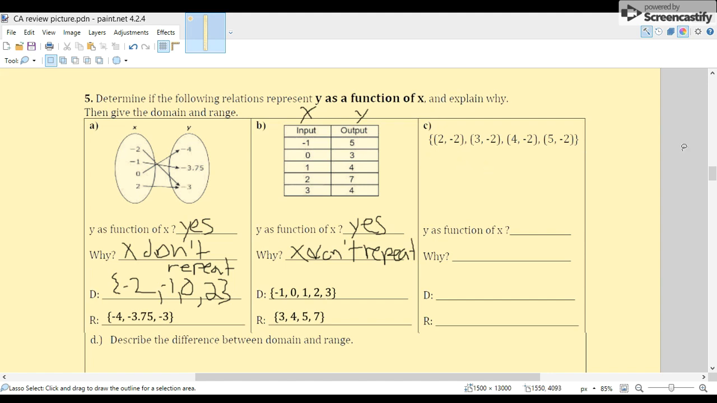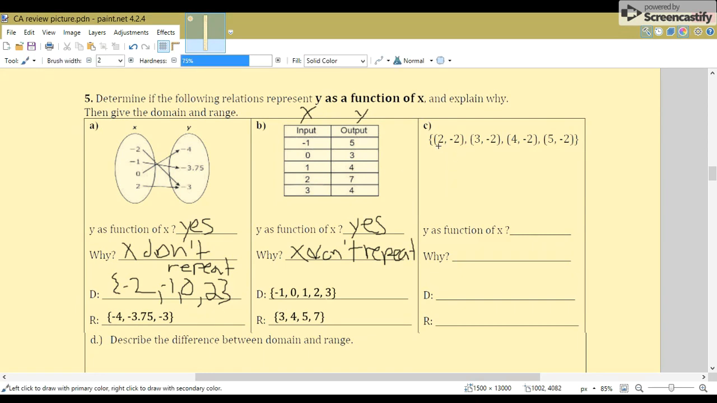C, we have a set of ordered pairs. We have 2, -2, 3, -2, 4, -2, and 5, -2. Is y a function of x? Yes. Why? Because the x doesn't repeat. Even though the y repeats, that still could be a function. So x doesn't repeat.